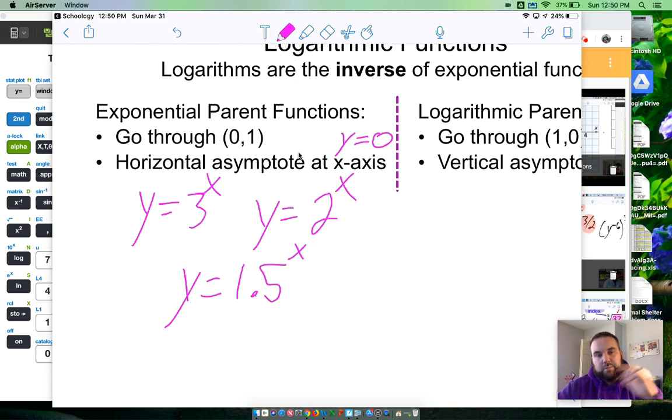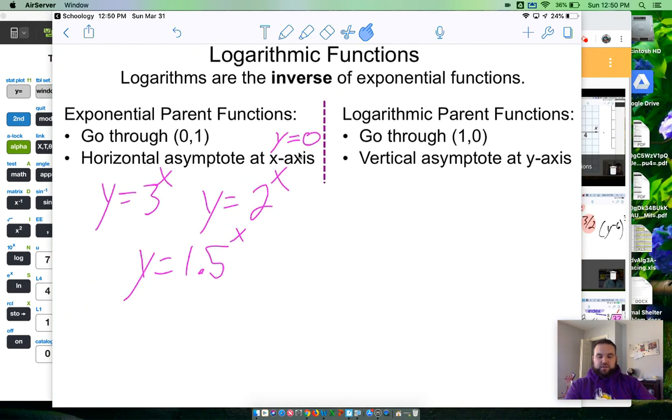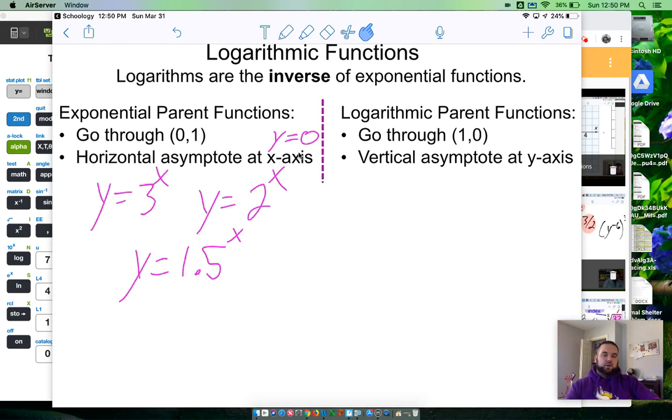Again, that's because a parent function has a starting value, or an a value, of 1, because the parent function is defined as only being a number raised to the x power. Logarithms have some similarities, but they are just in reverse of that. The parent functions for logs will always go through 1, 0 instead of 0, 1, because they're inverses, so you're switching x and y.